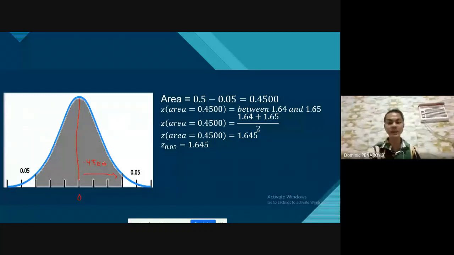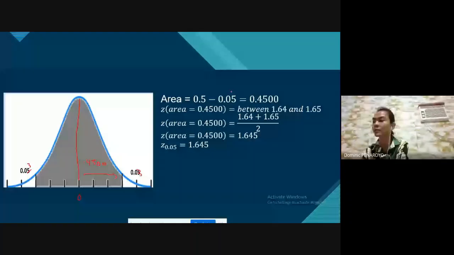That is 0.06. The second step is you need to know the value of the right and the left tail, because you will use that in order for you to know the area. So that would be 0.06 divided by 2, so that is 0.03. That is the area per each tail. So instead of 0.05, we have here 0.03. Now we will subtract 0.03 from 0.5.